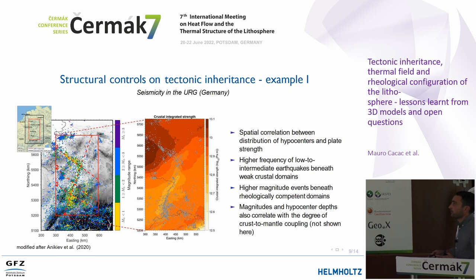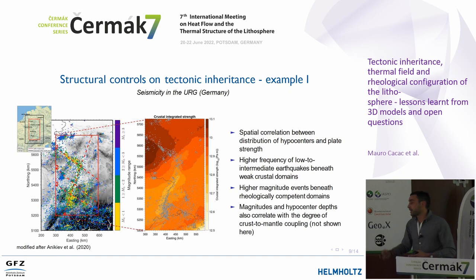What you actually have is a high frequency of low to intermediate events. Look at the color here. We do expect that, because the crust is weak, basically just beneath the graben. And then you also have some high magnitude events, for example here, where you have rheologically competent domains. So magnitudes and hypocenter depths also correlate to some degree, and they correlate also to the amount of mechanical coupling between the crust and the mantle.